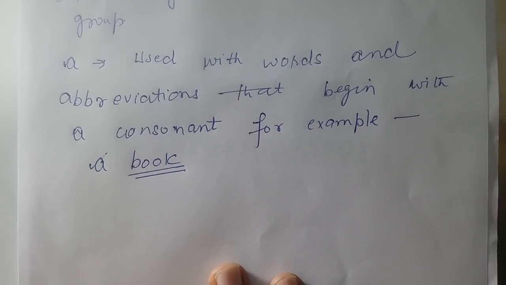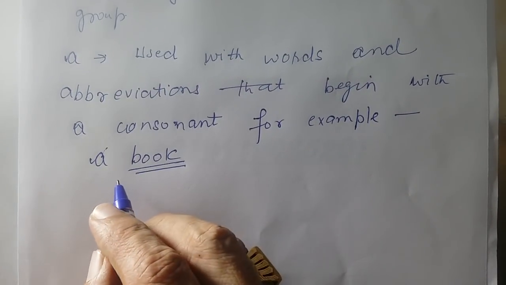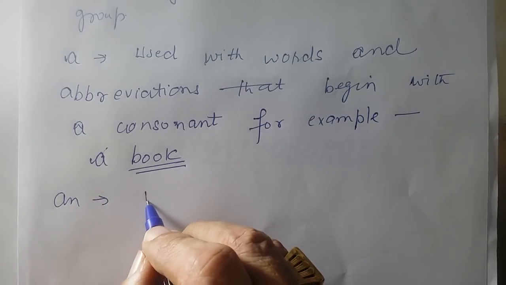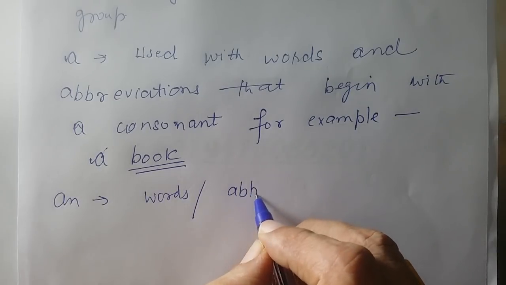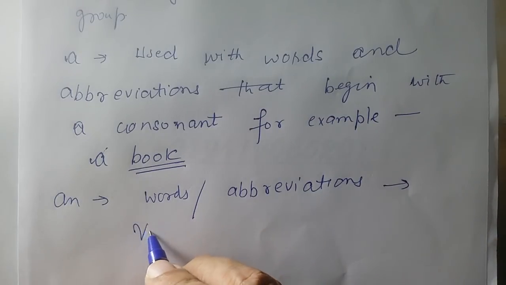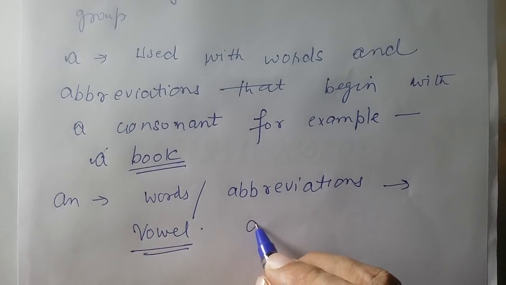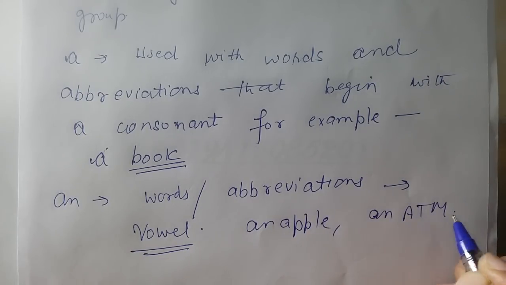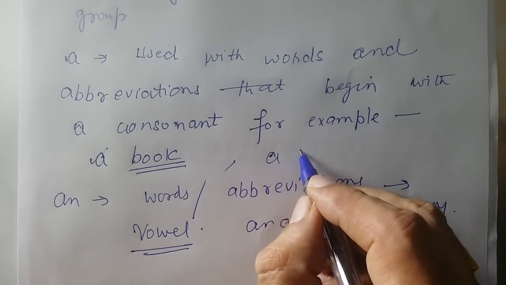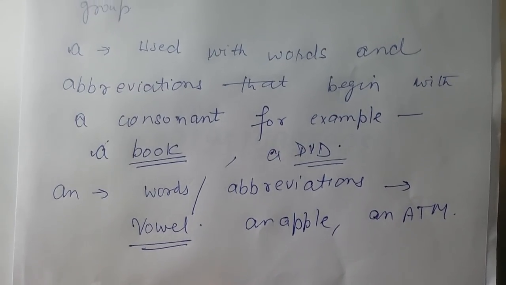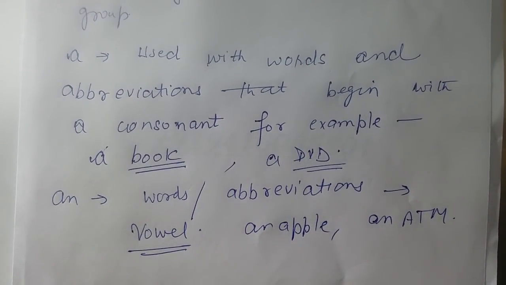You know what a consonant is. And we use a or an with words or abbreviations that begin with a vowel: an apple, an ATM. Here the answer is one more, a DVD. Right, so these are the examples. Now I am going to compare the generic noun and the other noun, how to use articles with nouns.